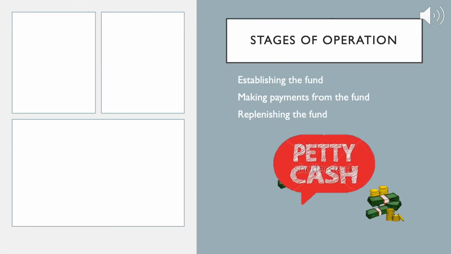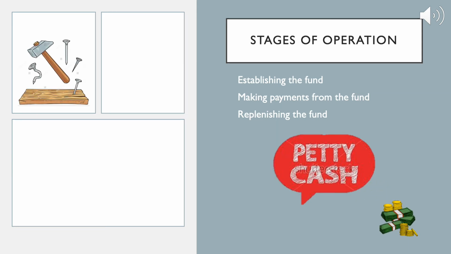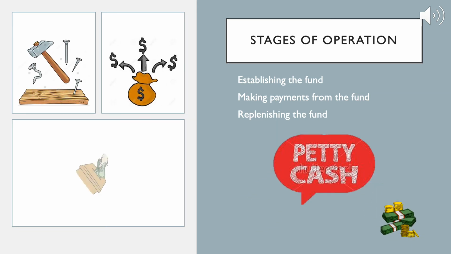The operation of a petty cash fund involves three main activities: establishing the fund, making payments from the fund, and replenishing the fund.